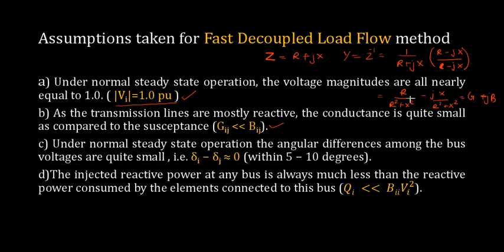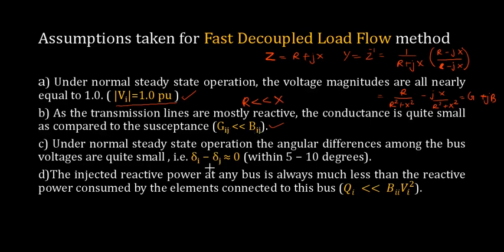Once you consider that your resistance is much smaller than your reactance, from this equation we can say that G is much smaller than B. So this is the second assumption that we consider. Since R is much less than X, G is much less than B.